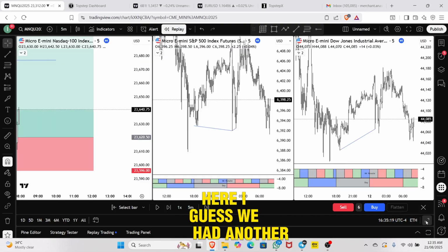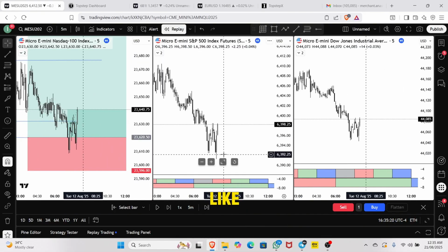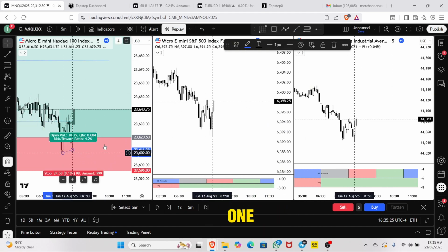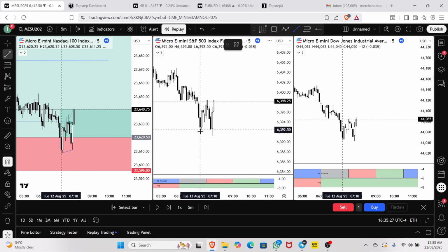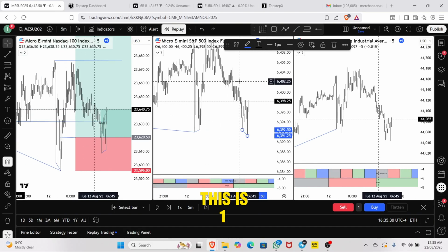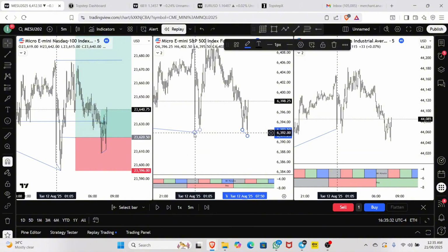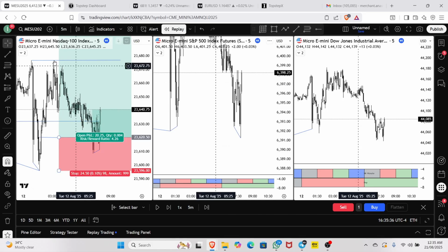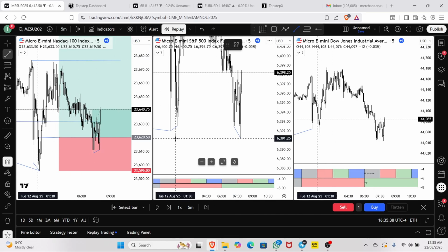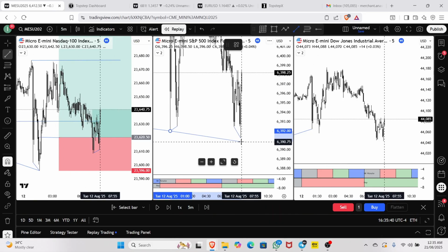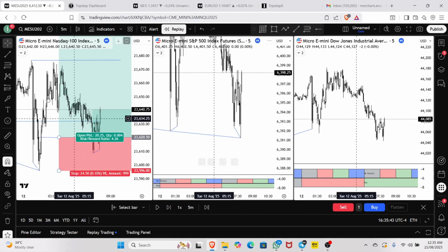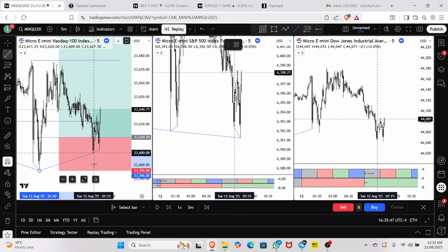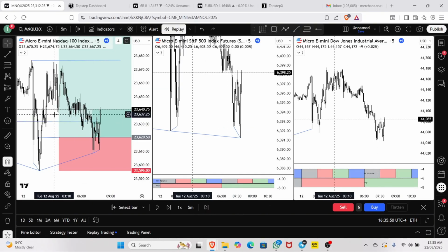Here, I guess we had another crack in correlation, like doubling of cracks right there. One. This is one. This is two. You see here, it's just everywhere. London slow, New York slow.